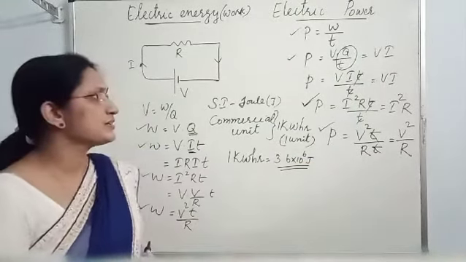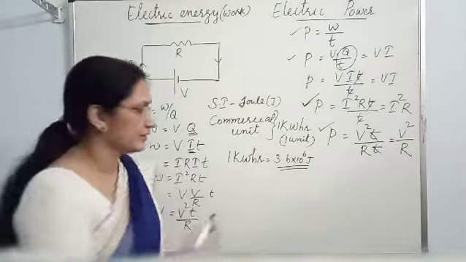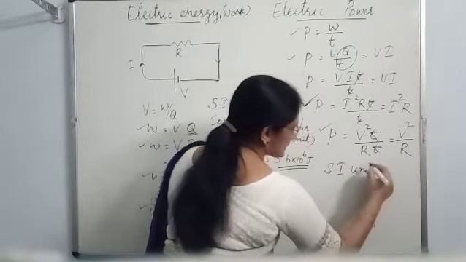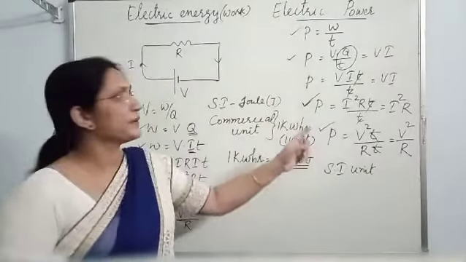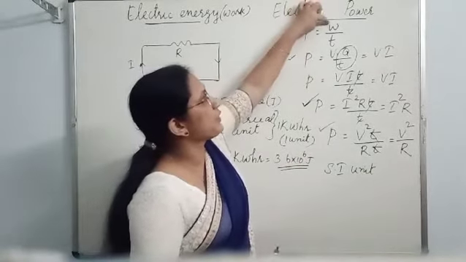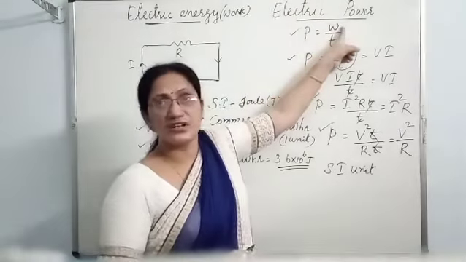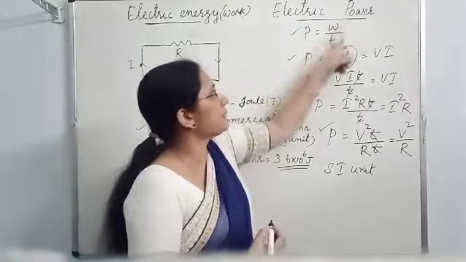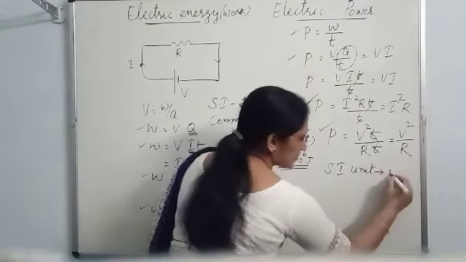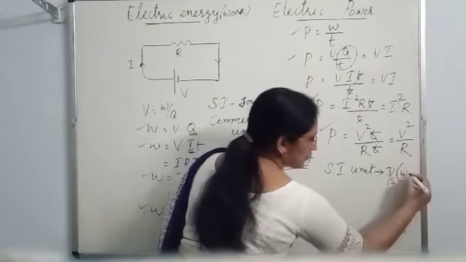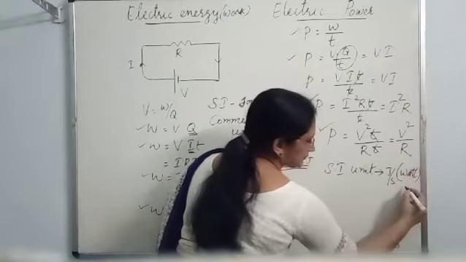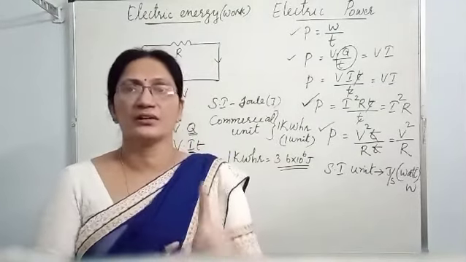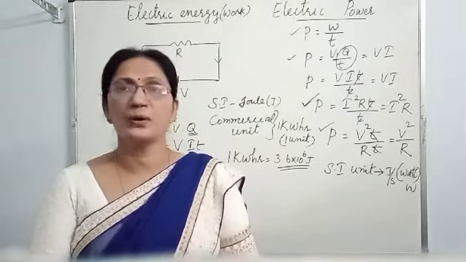Then what is the unit of power? Its SI unit is joule per second. Power formula is work upon time. Work is measured in joule. Time is measured in second. So joule per second is the SI unit. And it has a short form, watt. Capital letter W is the symbol. So 1 watt power means 1 joule per second.